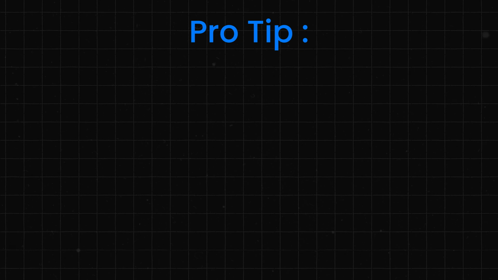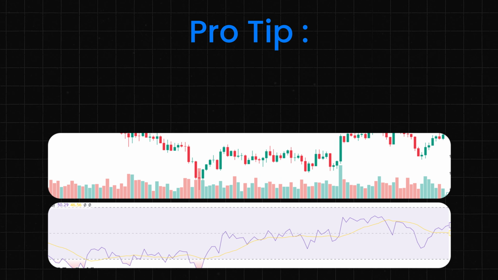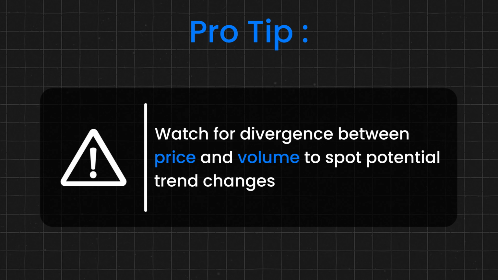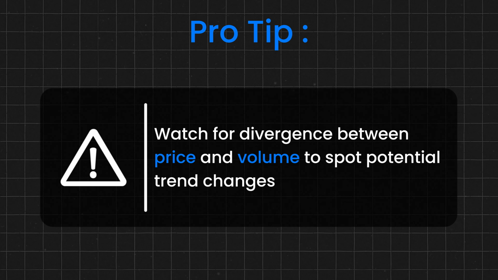Pro tip: combine volume with indicators like RSI or MACD for more accurate analysis. Watch for divergence between price and volume to spot potential trend changes.